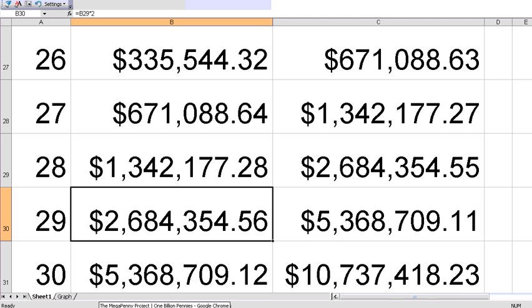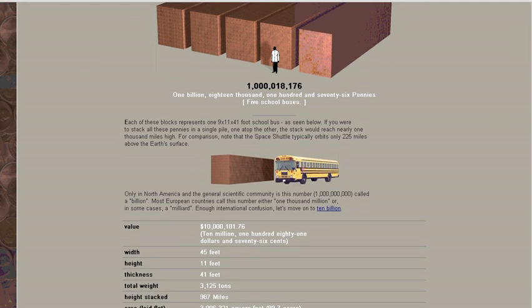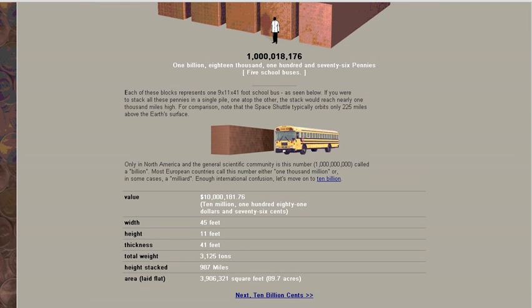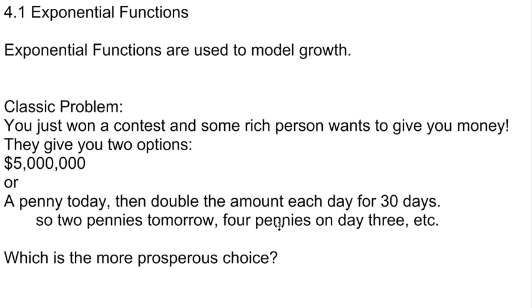But just for fun, I actually found a website that shows 1 billion pennies, because that's how many that would be. 1 billion pennies is about 5 stacks of pennies, each about the size of a school bus. So 5 school buses in pure pennies. I don't think there's that many in the world, but that's a lot of pennies if you were to be paid in pennies. It would weigh over 3,000 tons. That's kind of funny. So the more prosperous choice would obviously be to take the penny.